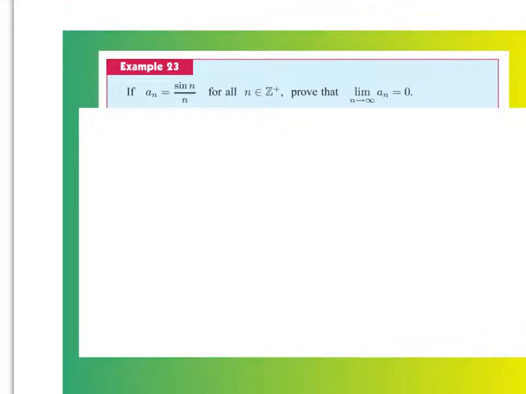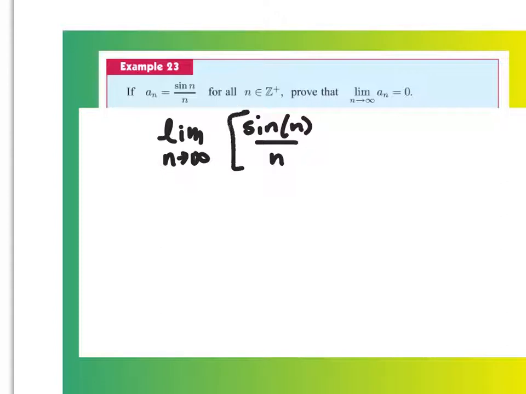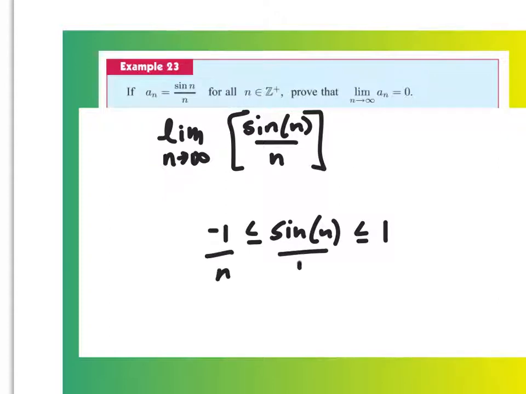Alright, so sine of n over n. Okay, so the limit as n goes to infinity of sine of n over n. No idea, right? I know what the limit is as n goes to 0. That's 1. It's a special limit. But what about this? What if I took sine of n, use a little squeeze theorem work here. Isn't that true? So then wouldn't this be true?